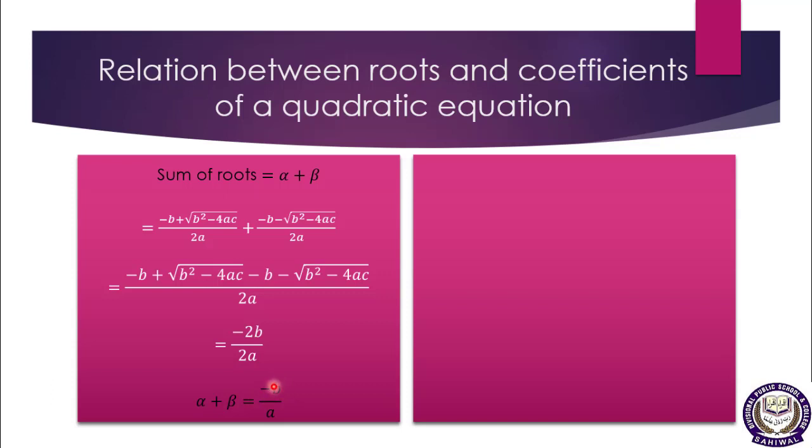Minus b is the coefficient of x and a is the coefficient of x square, or b is the coefficient of the linear term and a is the coefficient of the quadratic term.